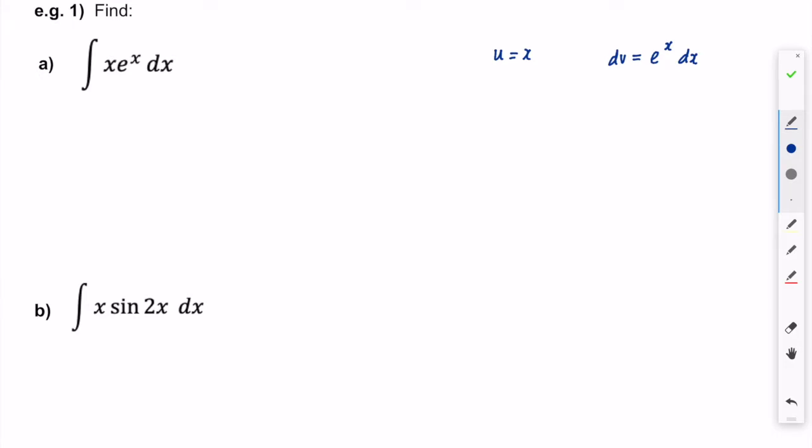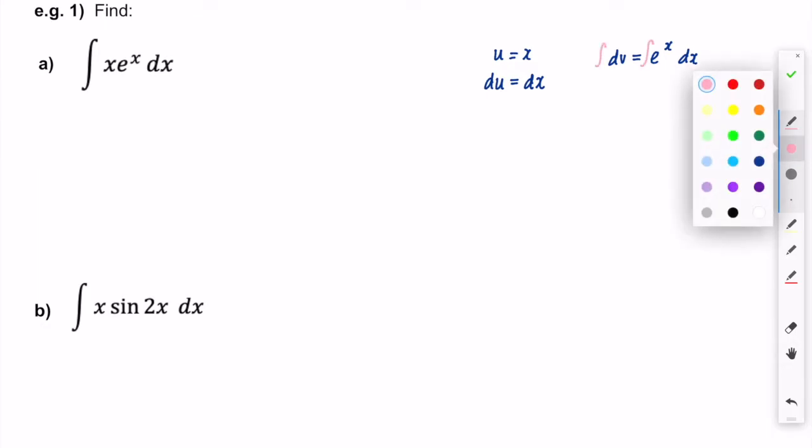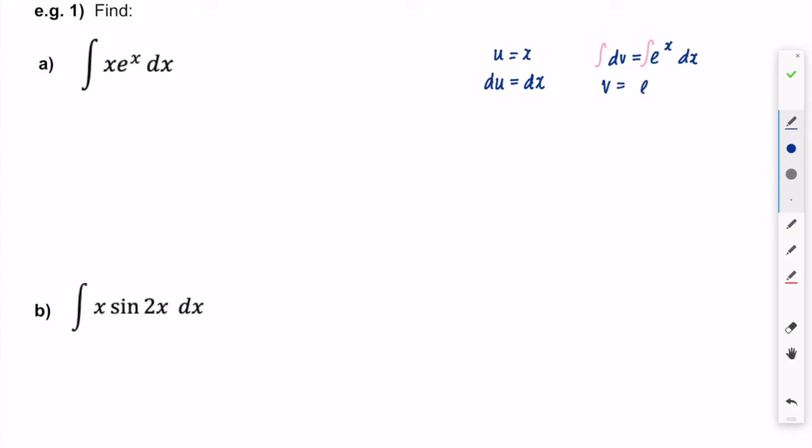In the substitution, I know that I also need du. So let's take the derivative of this part. The derivative of x is 1 dx. Okay. And I also need v. So that means I should integrate the second relation here. And here we have v equals the integral of e to the x, which is still e to the x, plus c, you can say, but we can leave it out for now.